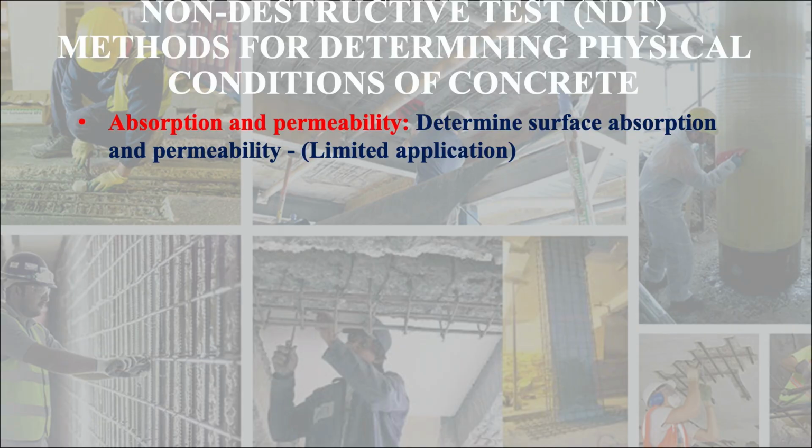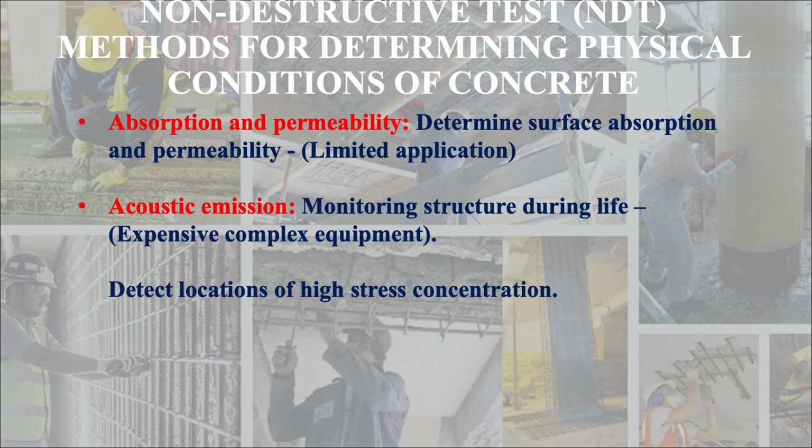Now let us see the test methods that are presently available and are applicable to cement concrete and some forms of steels. Non-destructive methods for determining physical conditions of concrete are absorption and permeability tests. This determines the surface absorption and permeability, but it finds limited application. Acoustic emission. It is used for monitoring structures during life, but it is expensive.